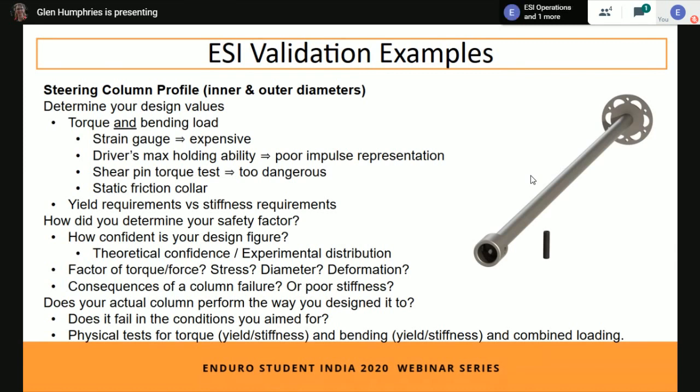Other options: the driver's maximum holding ability. Put him in the car, get him to hold onto it, and start putting known torque on it, like with a torque wrench or a lever and again a set of scales, until the driver can't hold anymore and has to let go.